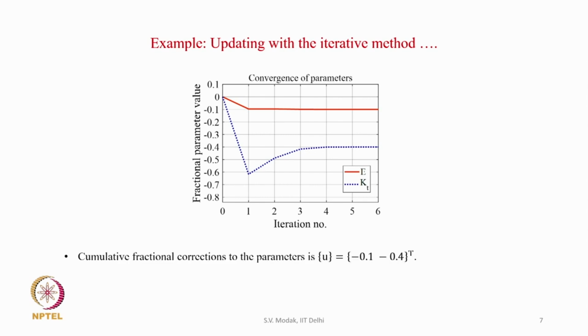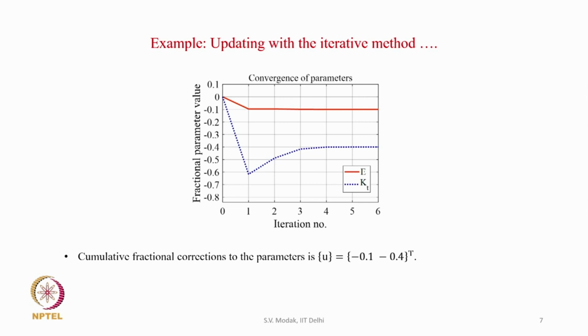and at convergence we see that the cumulative fractional correction factors, that is vector u, is minus 0.1 and minus 0.4. So, minus 0.1 represents a 10% reduction in the modulus of elasticity with respect to the initial value of the modulus of elasticity in the FE model. Similarly, minus 0.4 indicates that the updating method has predicted a 40% reduction in the torsion stiffness with respect to its value in the FE model.